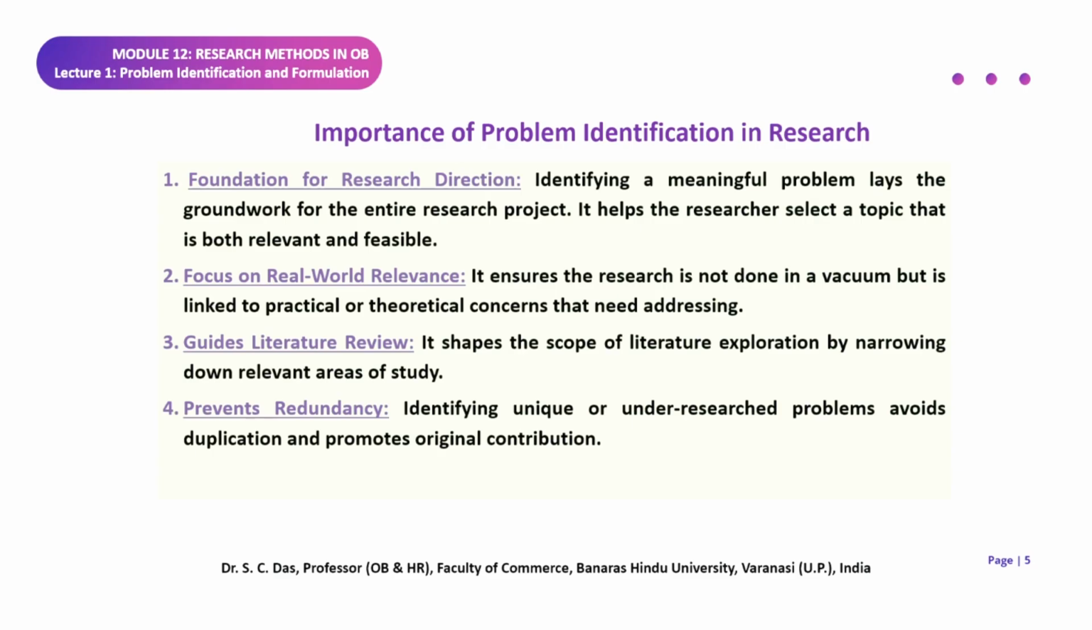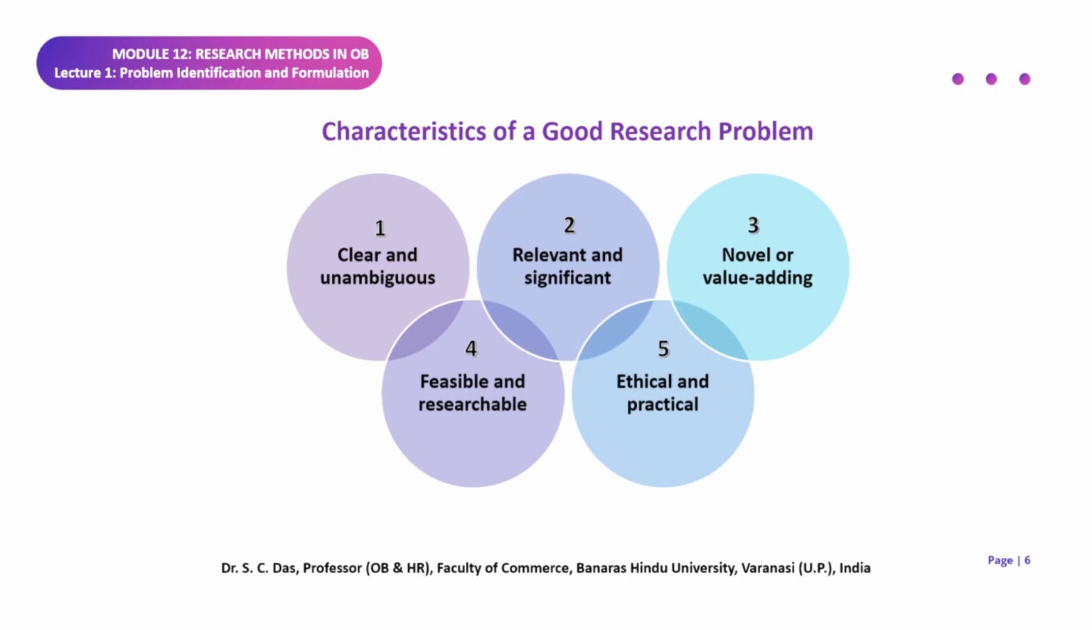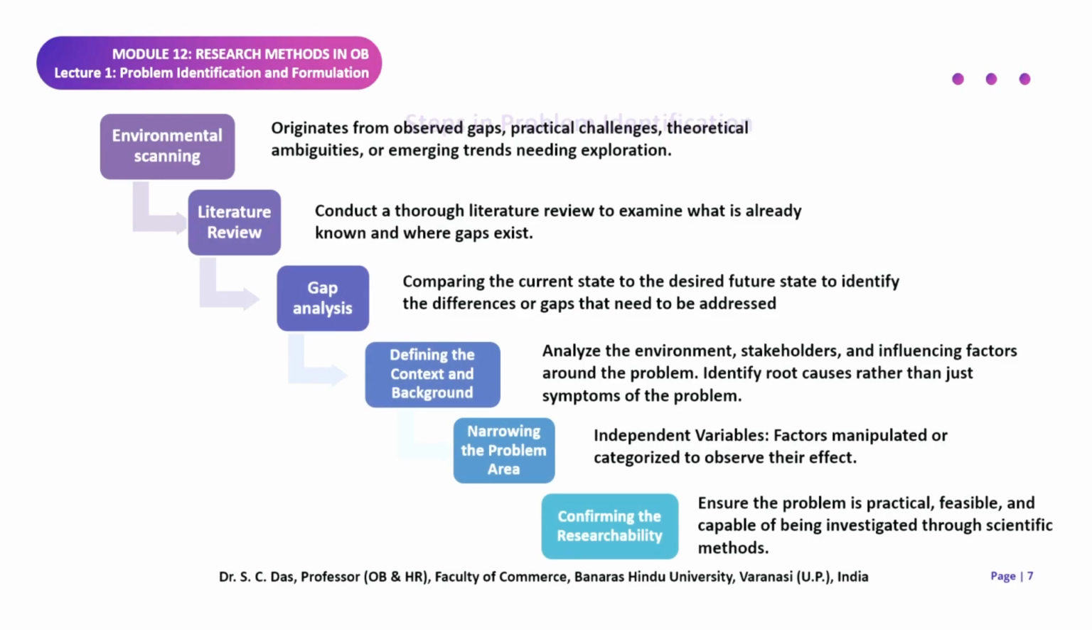Now, see the characteristics of a good research problem. Your research problem, whatever you want to research, must be clear and unambiguous, relevant and significant, novel or value adding, feasible and researchable, ethical and practical. You must remember, doing research is one thing, identification of the research problem is another thing. If your identification is sound, then definitely you can get good research output which may be useful for resolving societal problems.